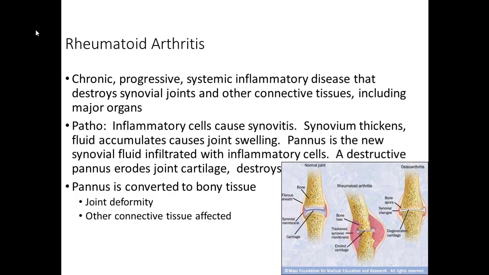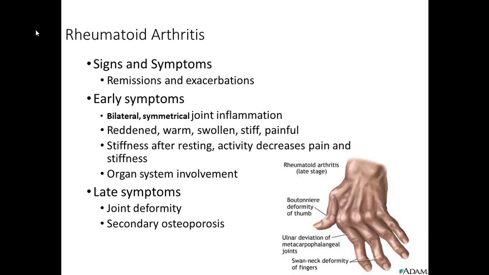Osteoarthritis can be one-sided, so you don't have to have both knees affected. But rheumatoid arthritis actually affects both sides. It's bilateral, it's symmetrical, and that's the big difference between rheumatoid arthritis and osteoarthritis. With rheumatoid arthritis, these patients are going to have remissions and exacerbations. Some days they're going to be doing great, and sometimes they're going to be doing terrible.